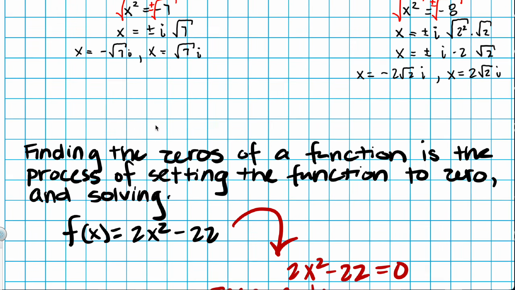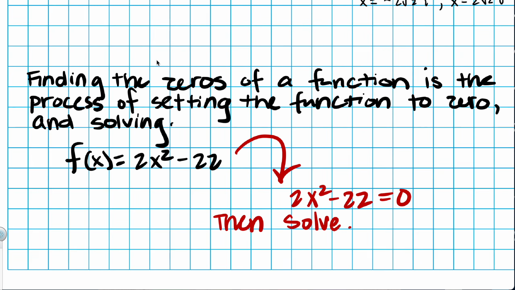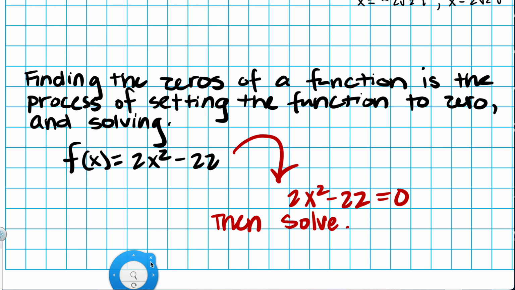Okay, continuing on with the notes. The next thing that you're going to be asked to do is to find the zeros of the function. Now to find the zeros of the function, it's a process of setting the function equal to 0 and then going ahead and solving it. So you'll notice in this problem here, we started off with f of x equals 2x squared minus 22. Now, like it says, to find the zeros just means you set the function equal to 0. And that's exactly what we did right there, we set the function equal to 0, and then we would go ahead and solve it like we did the last problems.